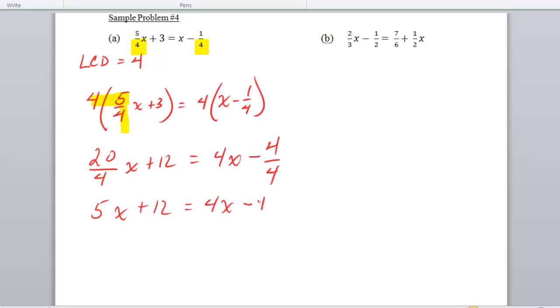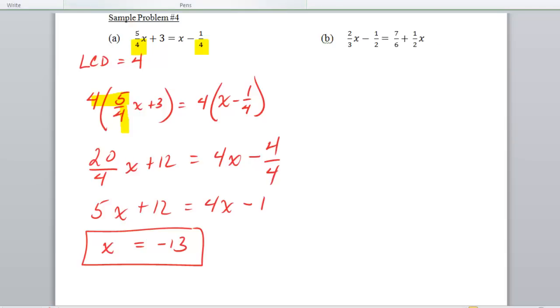So now I need to simply bring the x's to the same side, and bring the whole numbers, or the integers, to the same side. If I subtract 4x from both sides, I'm left with x over here. And if I subtract 12 from both sides, I'm left with x is equal to negative 13. So this is how we can use the least common denominator to clear the fractions and make it a lot easier to work. If we look at part B, we're dealing with a lot more values here.